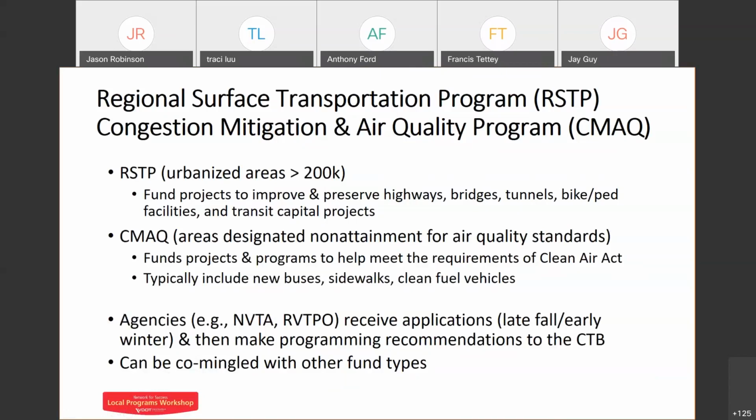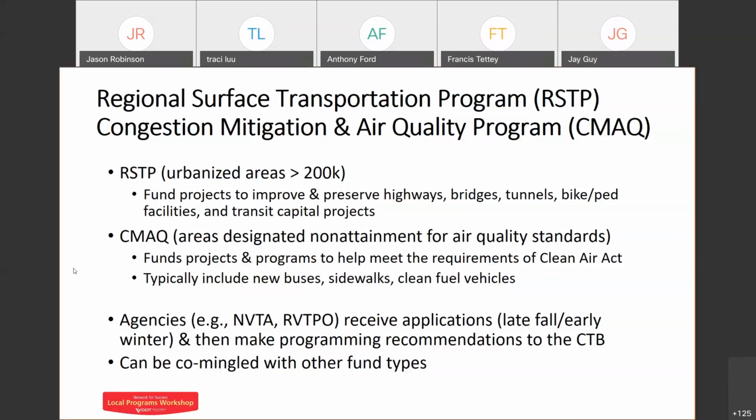We do not have CMAQ or Congestion Mitigation Air Quality Program funds. So I don't have a lot of information on that, but I know that is available to some districts and some localities within those districts. You see the CMAQ funds are for areas designated non-attainment for air quality standards. So again, those two programs are both federal. And you see there at the bottom that the agencies that are involved do receive applications, typically in late fall or early winter, and then they make the programming recommendations to the Commonwealth Transportation Board.